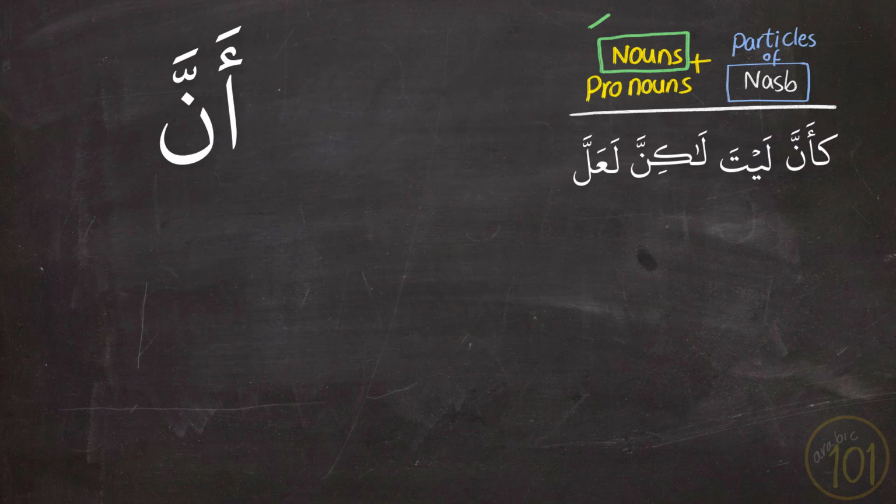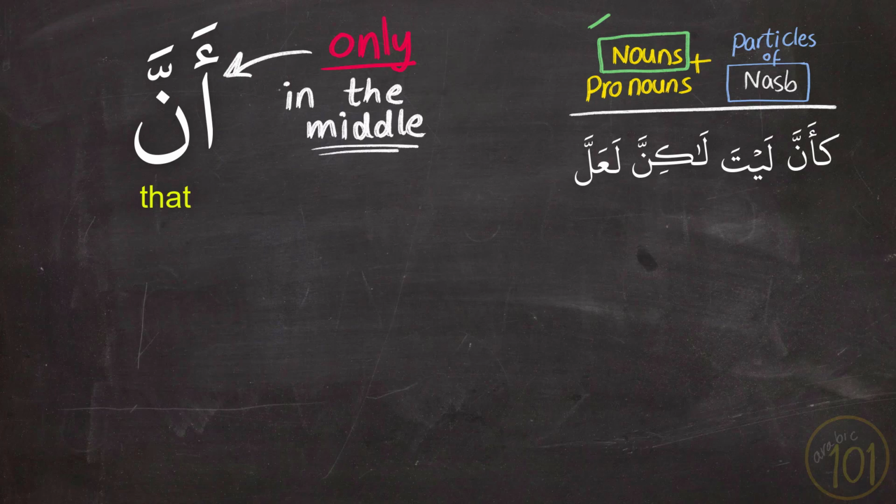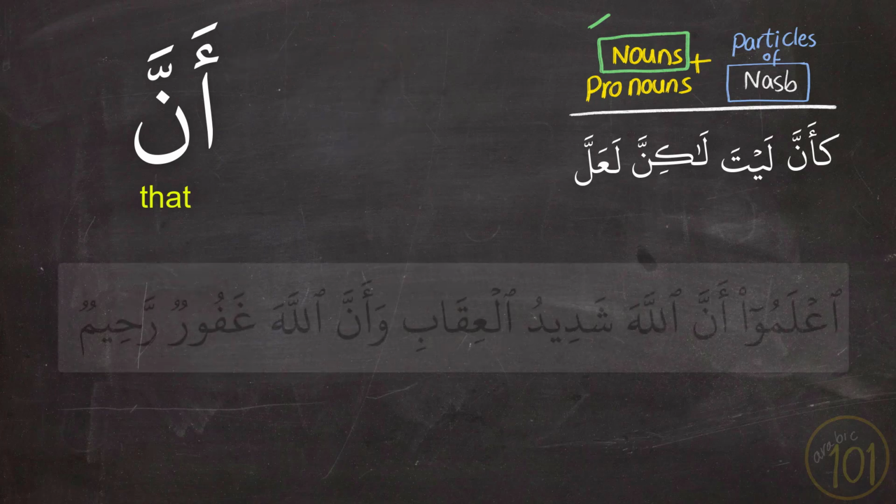Moving on to the next particle, which is anna. And notice here the hamza is on top and therefore it has fatha, which is different from the previous one. In terms of meaning, anna means that, but it also adds emphasis to the meaning of the sentence. But when it comes to how it's used, anna can only be used in the middle of the sentence, unlike inna, which is more flexible and mainly used at the beginning of sentences. And we see anna used in this coming example.